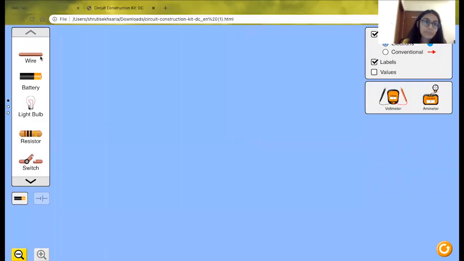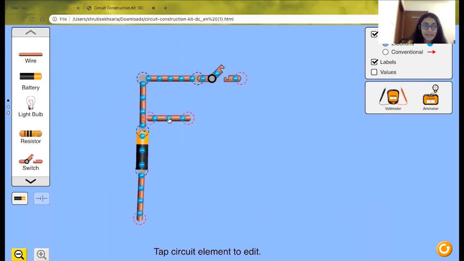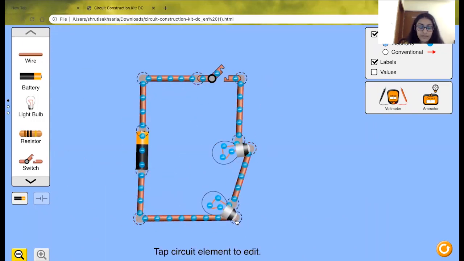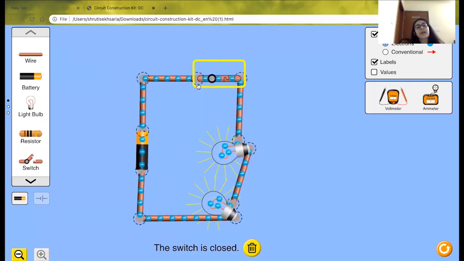Moving on, we are going to understand why household connections are parallel and not in series. But before we come to that, let me show you what series and parallel connections look like. Now we're going to build our very own series circuit. Now we're going to switch it on. So this is basically how the series circuit works.